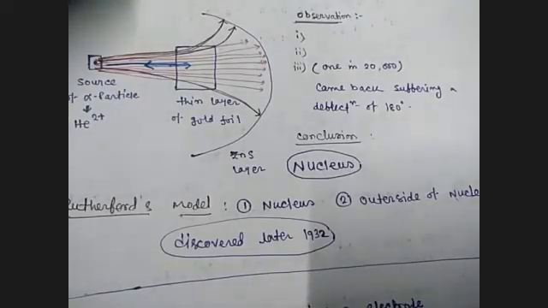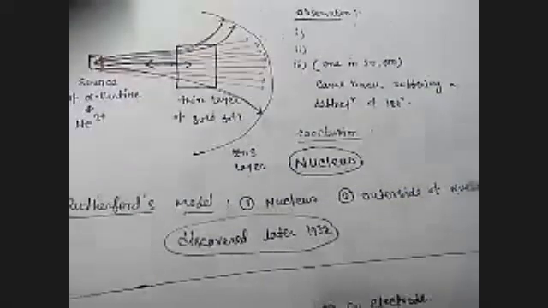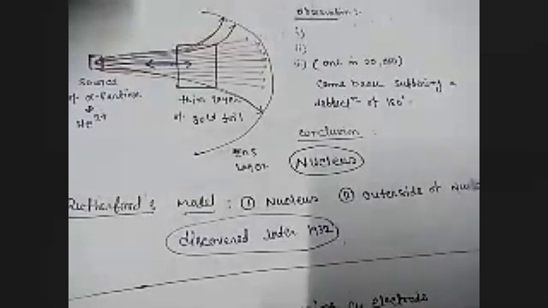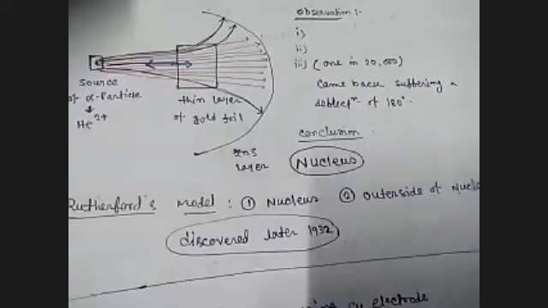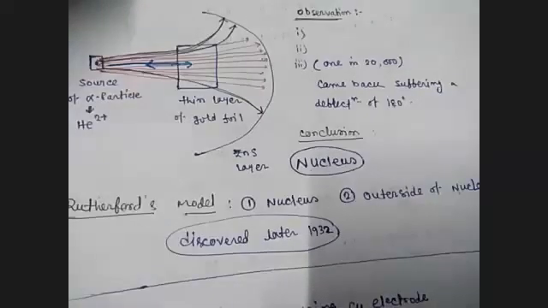Seventh point: electrons are not stationary, but are revolving around the nucleus with a very high speed.